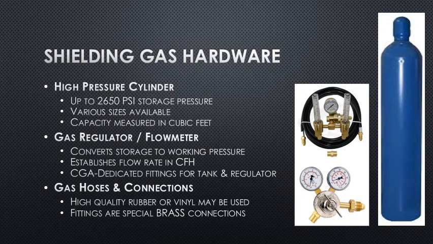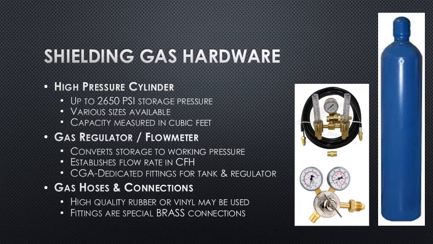Now, in order to use your shielding gas, you've got to have the right hardware, and that usually begins with a high-pressure cylinder. These cylinders, like the one depicted, can be pressurized up to 2,650 psi. They are available in various sizes or heights, and the capacity is measured in cubic feet that would be contained in the cylinder. You also need a gas regulator or flow meter, and the idea of the regulator is to convert that high storage pressure to a lower working pressure, and then basically to establish a flow rate in cubic feet per hour that is required to shield the weld.